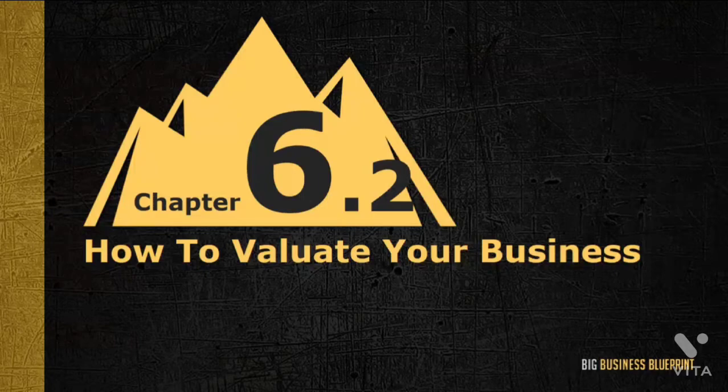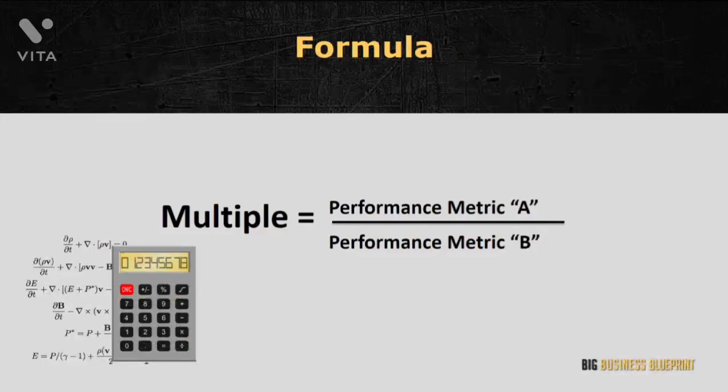Okay, how to valuate your business. A multiple is calculated as multiple equals performance metric A over performance metric B. A multiple can be used to show how much your business is worth in the market and how much you'll be able to make by selling your business away. For example, using the P over E ratio, if you plan to sell your company at 12x multiplier, how much will the price be? Or how much should your company be earning before you sell it away?